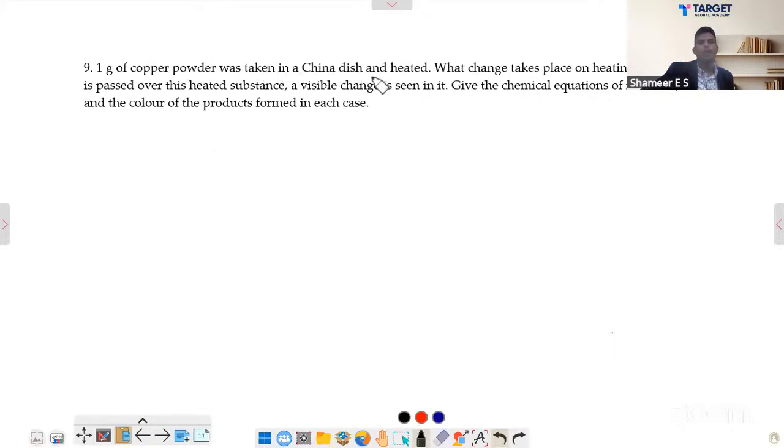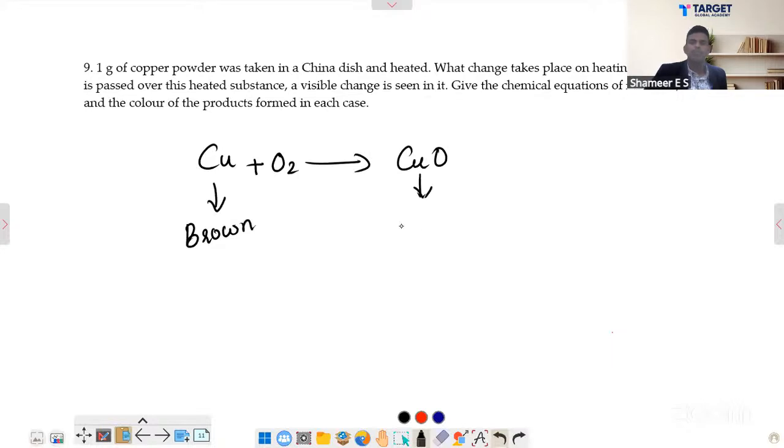One gram of copper powder was taken in a China dish and heated. What changes will take place? Anyone can say. Heated means that is an oxidation reaction. Copper will react with oxygen to form copper oxide. Copper is brown in color, but copper oxide is black in color. That is the difference. Clear? So these are regular questions.